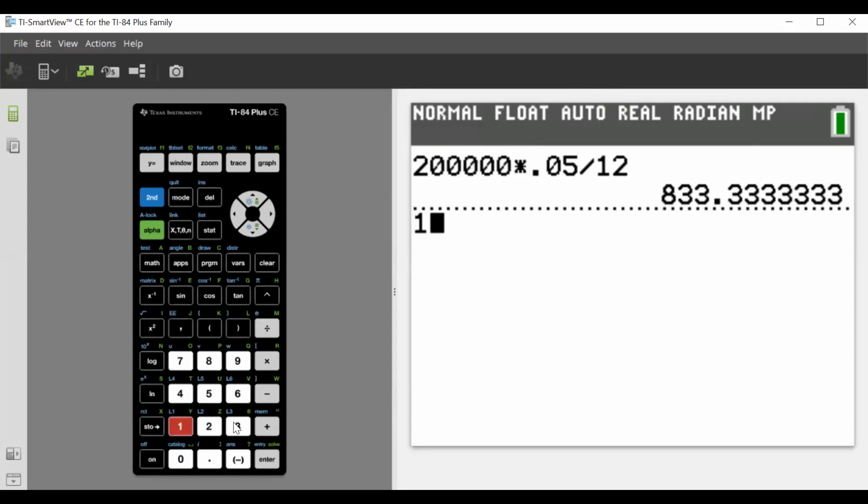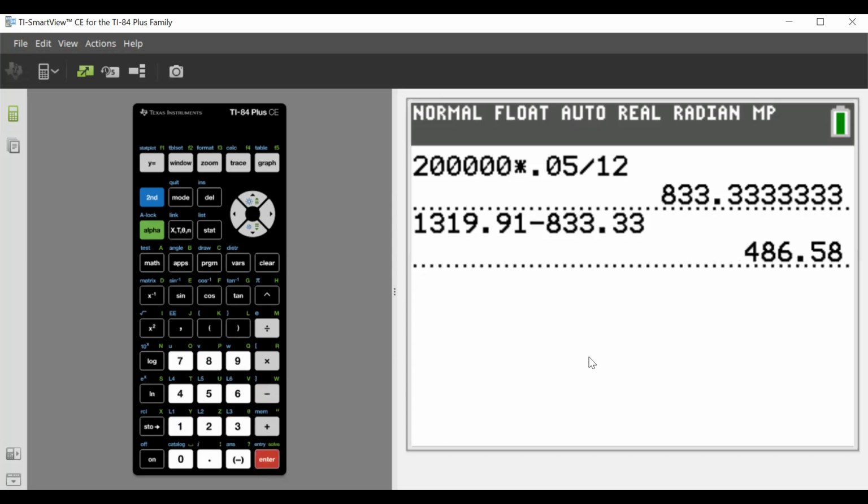Now we can do another calculation while we're here. Our monthly payment was $1,319.91. If we subtract out how much interest we paid for that first month, this will tell us how much principal we paid. We only paid $486.58. So almost twice as much in interest as in principal. We're going to decrease our principal very little, but we're paying the bank a lot of interest.